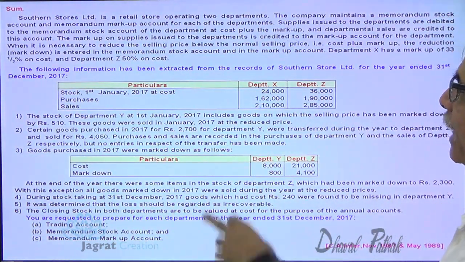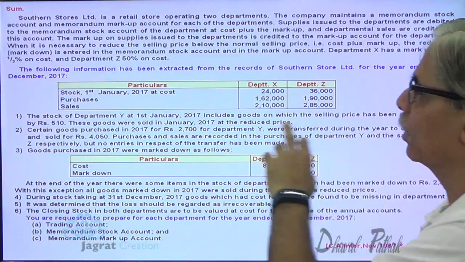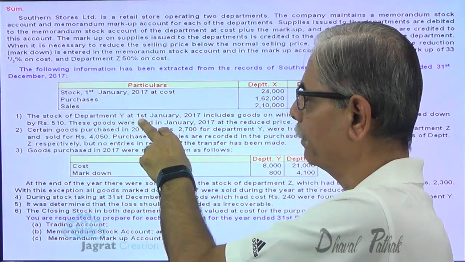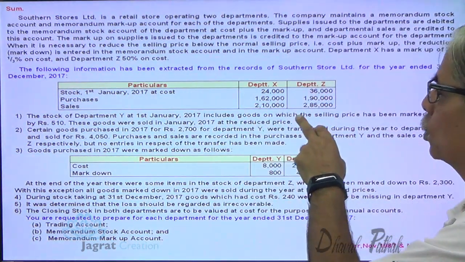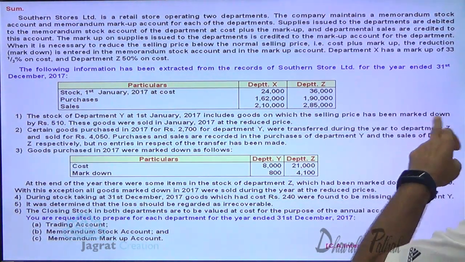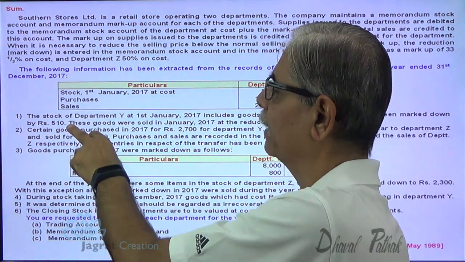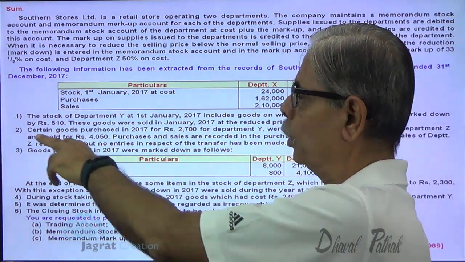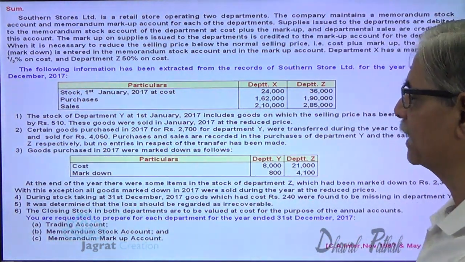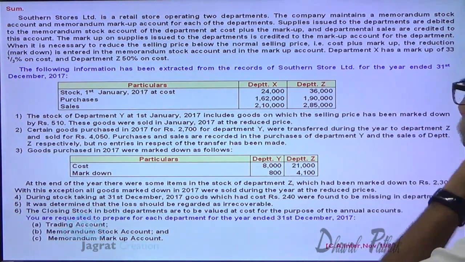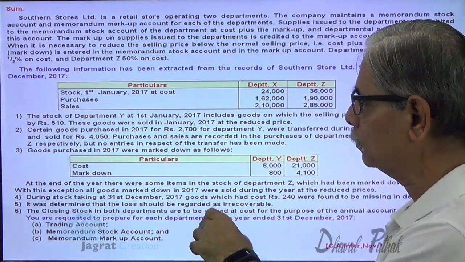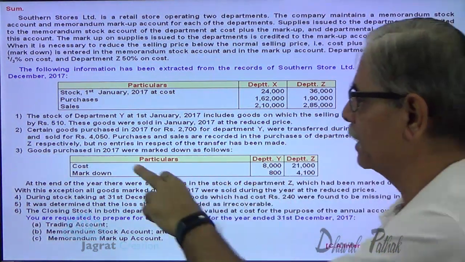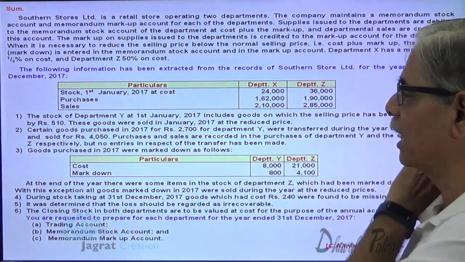The following information has been extracted from the records of Southern Stores for the year ended on 31st of December 2017. Opening stock, purchases, sales. Stock of Department Y on 1st of January 2017 includes goods on which sales price has been marked down by rupees 510, and these goods were sold in January 2017 at the reduced price. Certain goods purchased in 2017 for 2,700 for Department Y were transferred during the year to Department Z and sold for 4,050. Purchases and sales are recorded in Purchase Department Y and Sales Department Z respectively, but no entries in respect of the transfer have been made.